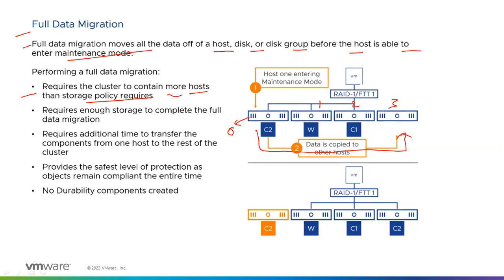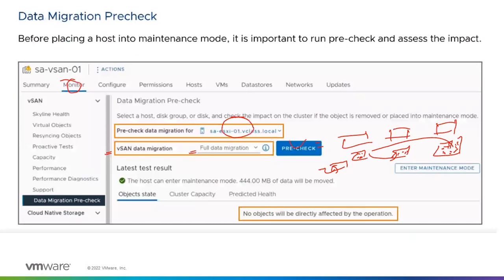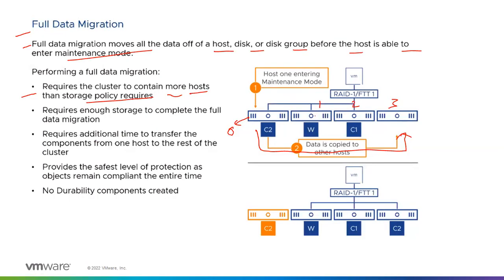So if you are doing full data migration and you have only two nodes, then the pre-check will show you an error, because you don't have sufficient hosts for evacuating that data. Also, as per my storage policy, if my requirement is a minimum of 3 hosts and you go with 2 hosts, it will not allow the full data migration. It definitely requires the number of hosts as per the storage policy we have configured.